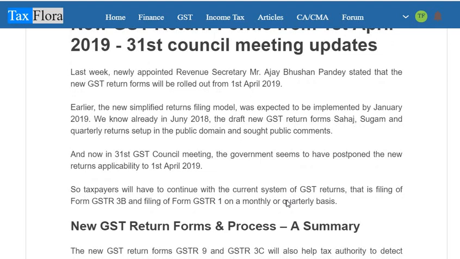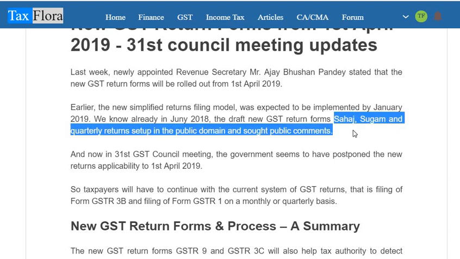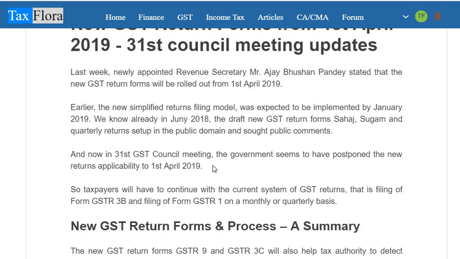However, a few days back, the new simplified GST returns filing model was expected to be implemented by January 2019. We know that in June 2018, the draft GST new return forms, like monthly return forms and quarterly return forms in the name of Sahaj, Sugam and quarterly returns, were set up in the public domain and public comments were sought. And now in the 31st GST Council meeting, the government seems to have postponed the return applicability to 1st April 2019. So the taxpayers will have to continue with the current system of GST returns, that is filing of GST 3B and filing of GSTR-1 on a monthly and quarterly basis.